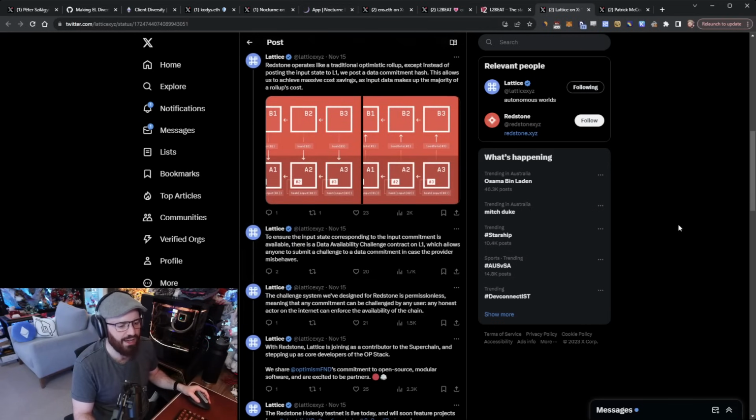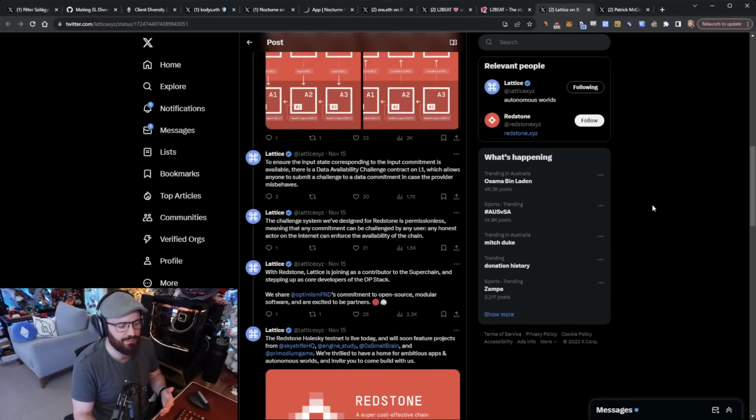As you can see here, they say to ensure the input state corresponding to the input commitment is available for data availability, there is a data availability challenge contract on L1, which allows anyone to submit a challenge to a data commitment in case the provider misbehaves. So that's exactly what Vitalik was talking about yesterday, I believe, with his resurrection of the plasma exit games here. And you can see here that the challenge system that Lattice has designed for Redstone is actually already permissionless, meaning that any commitment can be challenged by any user. Any honest actor on the internet can enforce the availability of the chain.